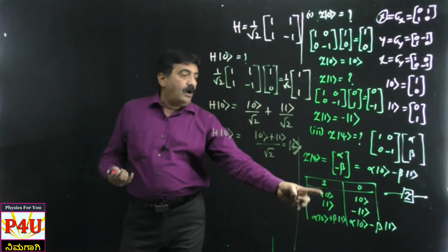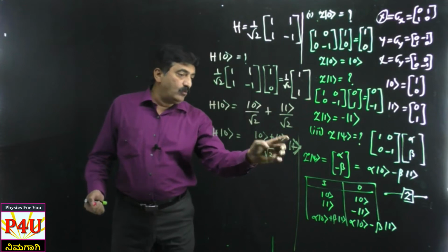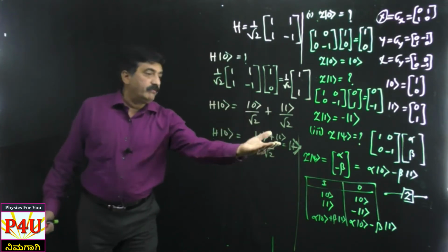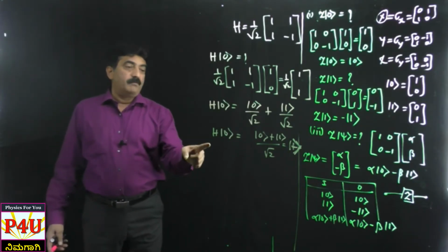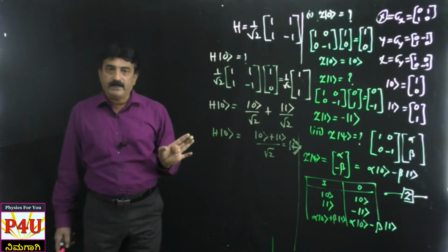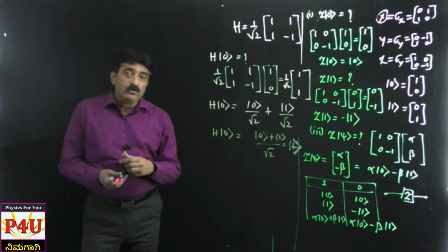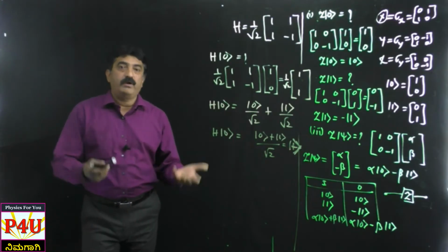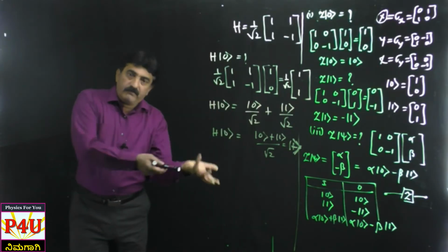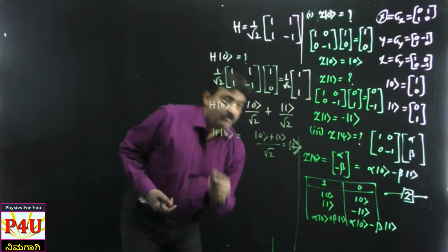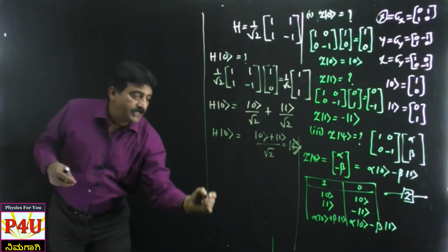See the difference. When Z, Y or X operated on 0, we were able to generate only one state, either ket 0 or ket 1. Now we have a superposed state: 50% in spin up state, 50% in spin down state when the Hadamard gate operates on ket 0. 50% because it is 1 by root 2 whole square, and this is also 1 by root 2 whole square. Why? Because alpha square plus beta square, 1 by root 2 whole square plus 1 by root 2 whole square, is always going to be 1 only. That's why the matrix must be unitary.